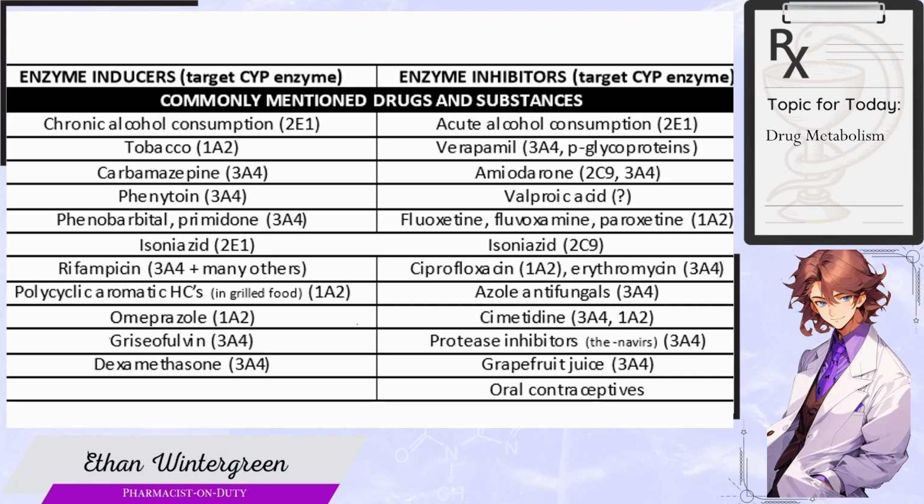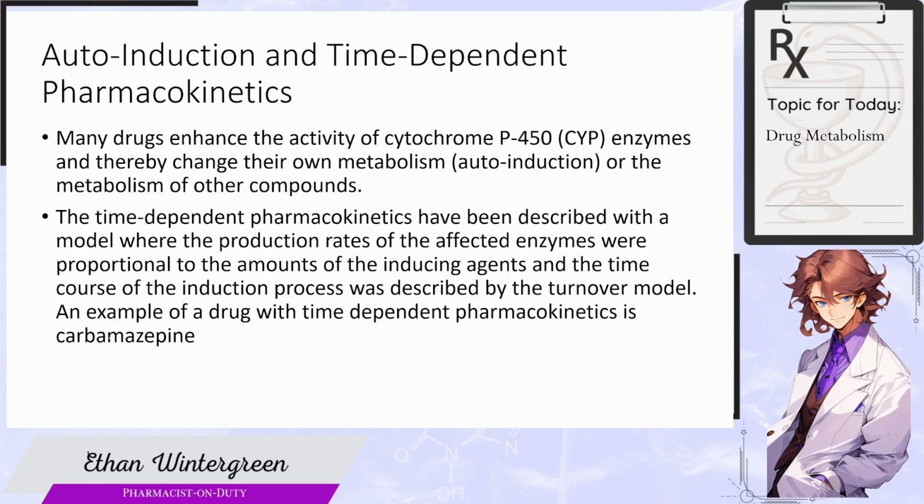Okay. Next, we have our autoinduction and time-dependent pharmacokinetics. There are many drugs that enhance the activity of cytochrome P450 and change their own metabolism or the metabolism of other compounds. One good example of this is carbamazepine. Carbamazepine is what we call a suicide drug. The more you give carbamazepine, the more it induces the enzyme that metabolizes it. So in terms of outcomes, the longer you give carbamazepine, the less effective it is.